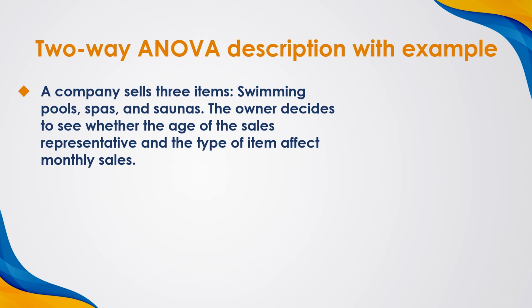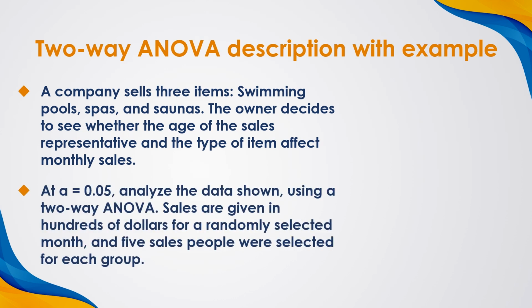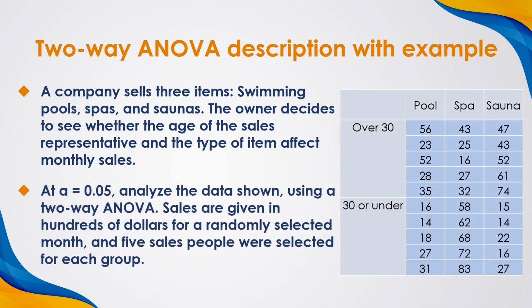The owner decides to see whether the age of the sales representative and the type of item affect monthly sales or not. So, this is the data, where the dependent variable is monthly sales. For the age of the salesperson, there are two categories: over 30 years and under or equal to 30 years. And there are 3 categories of the product.